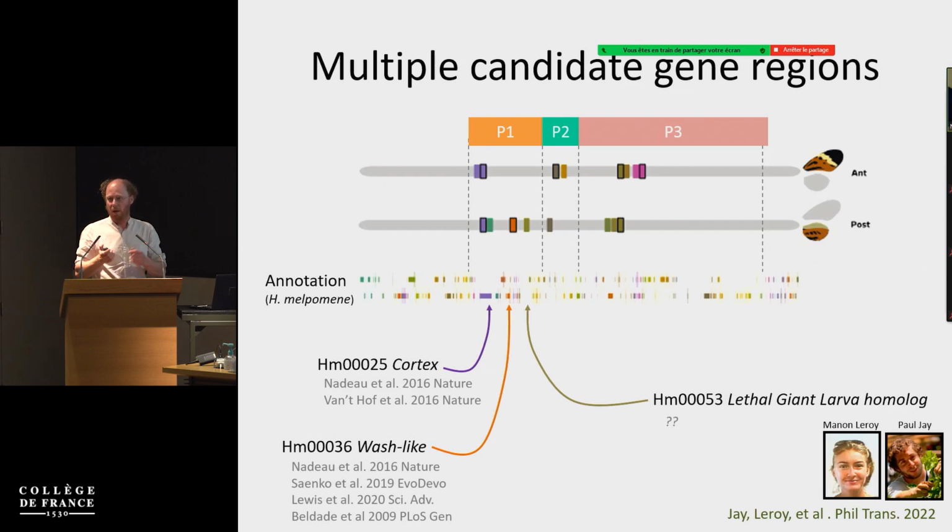So there is evidence that those different elements of wing patterns are associated with distinct genes or distinct gene regions in this locus. Some of them are well known, like cortex, now a well-known wing patterning gene, even though the molecular mechanisms are not very well understood. But there are other genes whose involvement in wing patterns we don't know, so they could be interesting candidates to look at further.